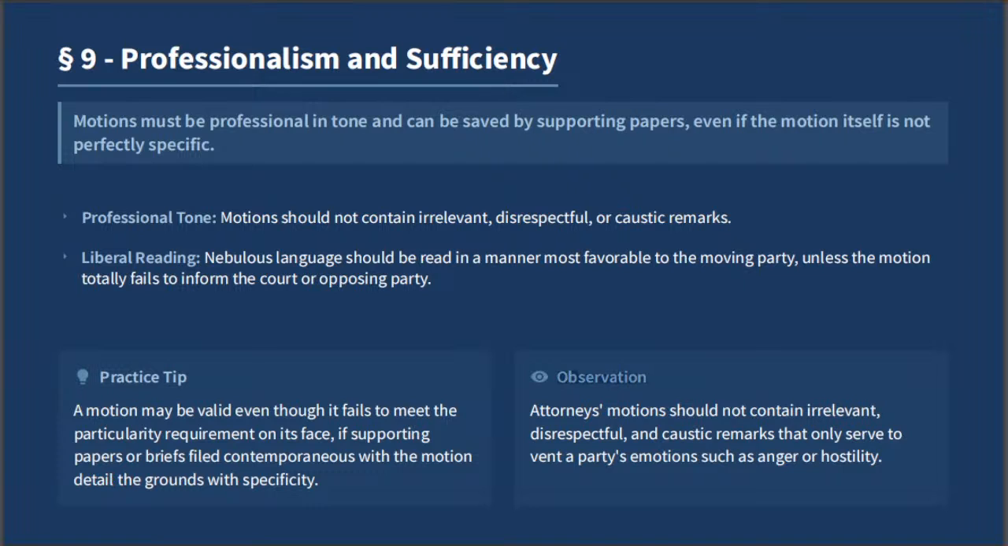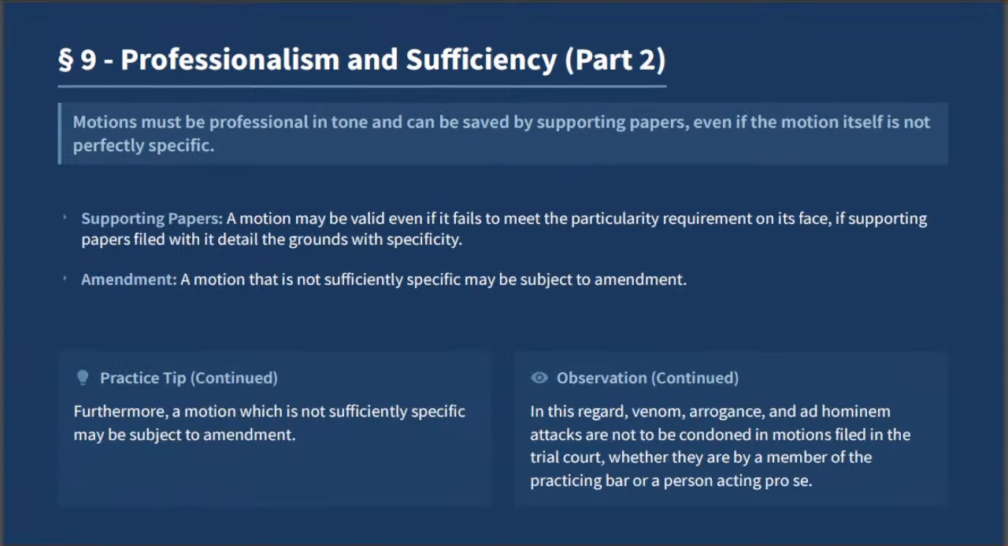And the observation here is attorneys' motions should not contain irrelevant, disrespectful, and caustic remarks that only serve to vent a party's emotions, such as anger or hostility. And as we saw in the previous live stream on informal logic and ad hominems, that's clearly something that the courts should not be tolerating. Let's continue. We're continuing with professionalism and sufficiency.